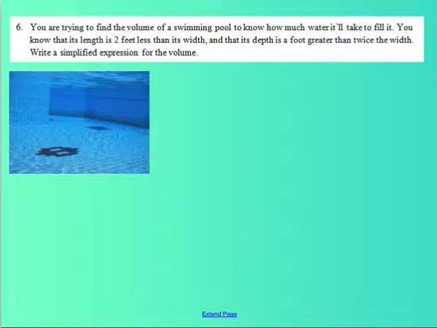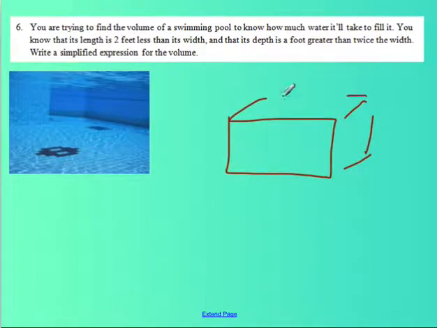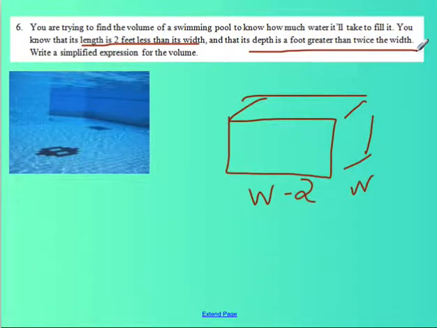Let's take a look at number 6, our last one. You're trying to find the volume of a swimming pool. You know how much water it'll take to fill it. You know that the length is 2 feet less than its width. Okay, so let's draw this out. I'm just going to start by calling my width W. The length is 2 feet less than the width, so the length is W minus 2. The depth is a foot greater than twice the width. So twice the width, and then add a foot.